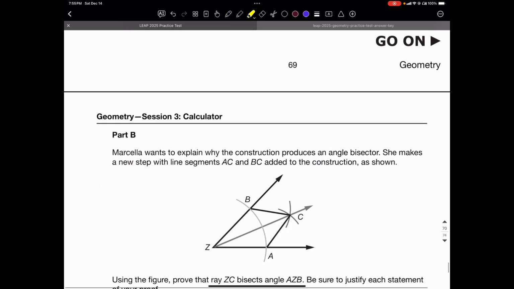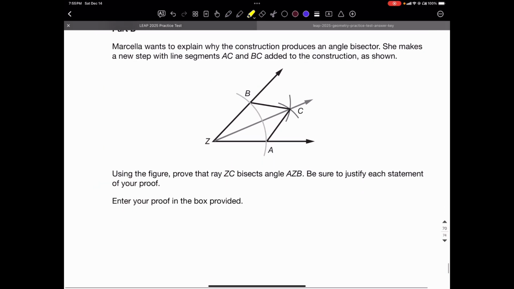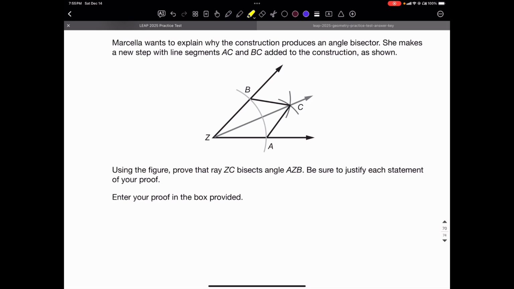There's a long space in between it. Part B, Marcelo wants to explain why the construction produces an angle bisector. She makes a new step with line segments AC, BC added to the construction as shown. So AC, BC, right? Using the figure, prove that ray ZC, which is the distance from Z to C, bisects angle AZB. All right, so be sure to justify each step of your proof. Enter your proof in the box provided.